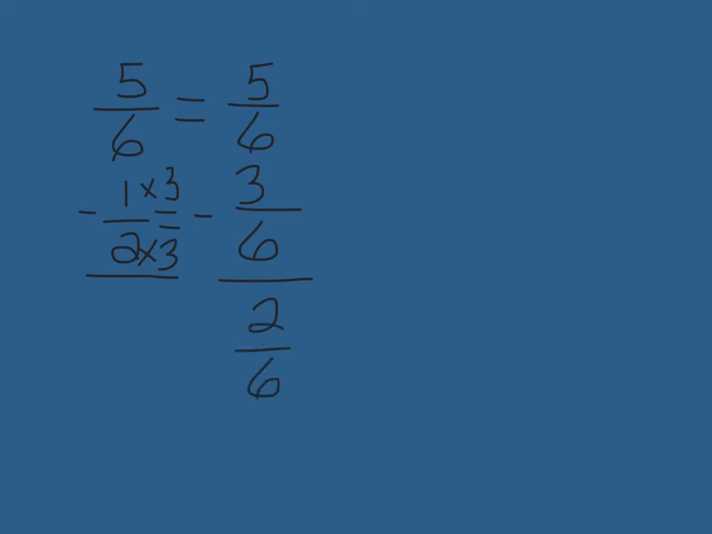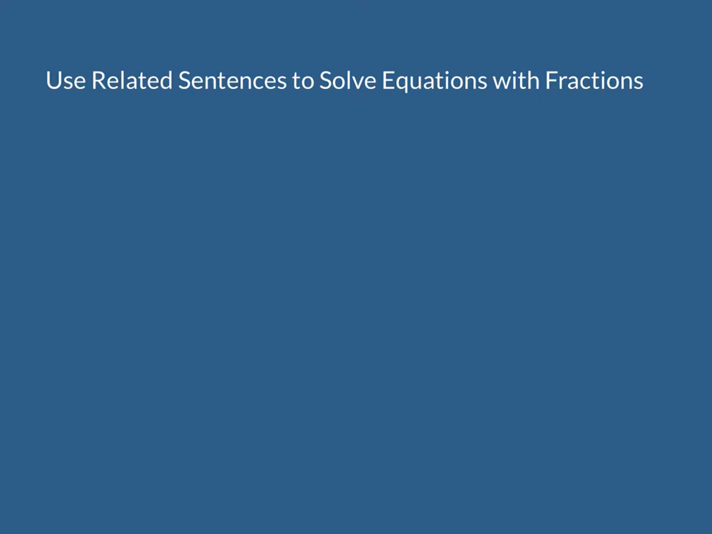That's not in simplest form. I can divide them each by 2. So 2 divided by 2, 6 divided by 2. 2 divided by 2 equals 1. 6 divided by 2 is 3. So the final answer for that would be 1/3. So go ahead and work on problems 1 through 14, and then come back and watch the next part of the video. You can use related sentences to solve equations with fractions.